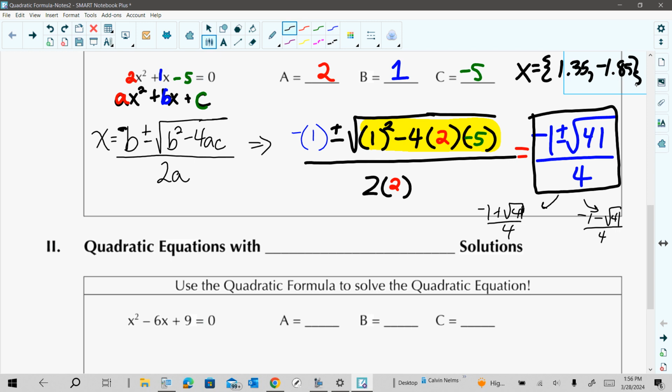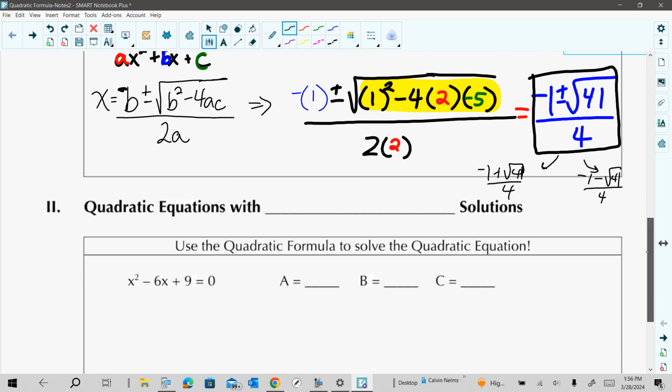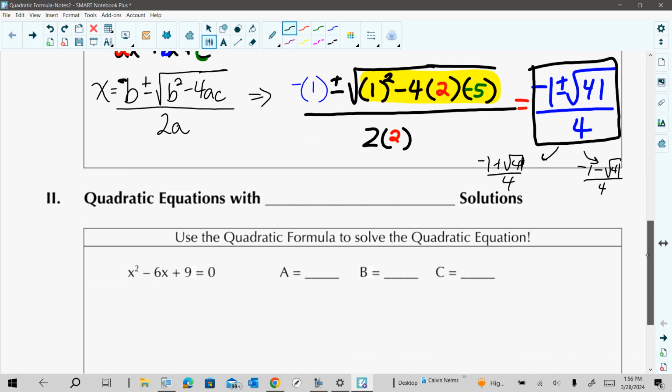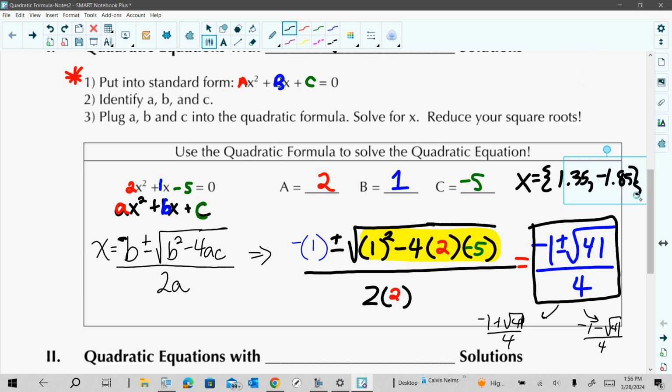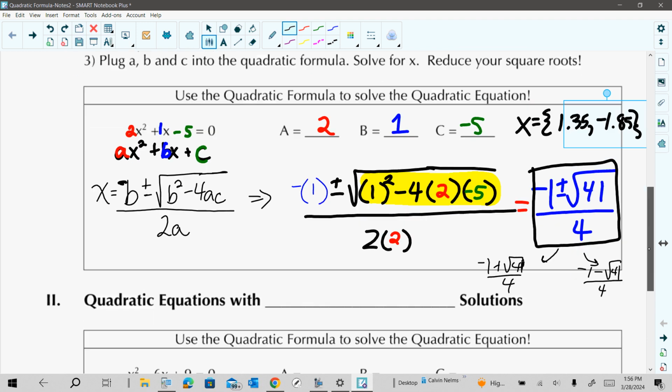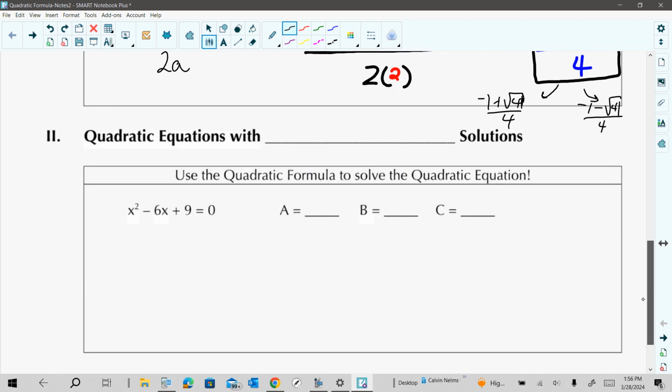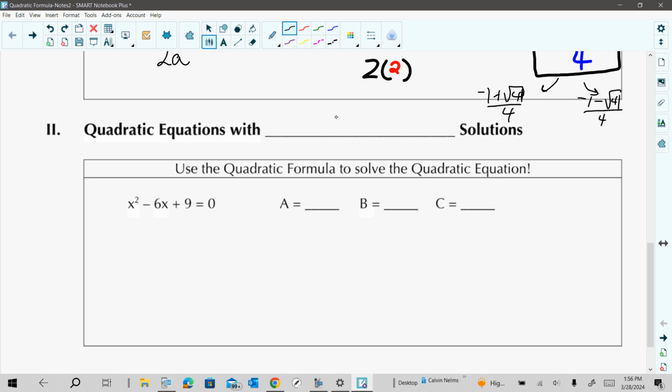Okay. So basically what we're going to focus on today is making sure you can plug in the formula to get to your solutions and understanding our types of solutions. So you can have two solutions, a positive and a negative, or two positives, or two negatives, depending on your quadratic. Or you can end up with what we call one real solution.